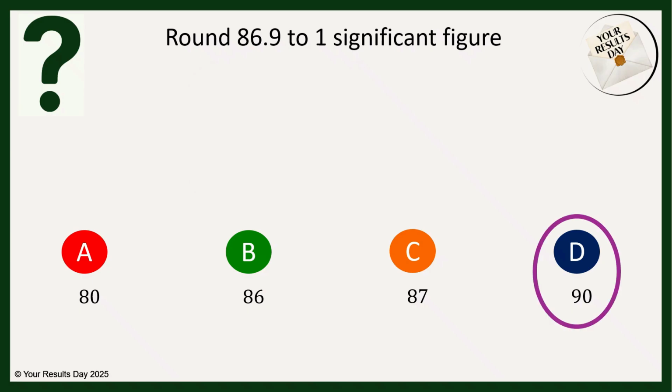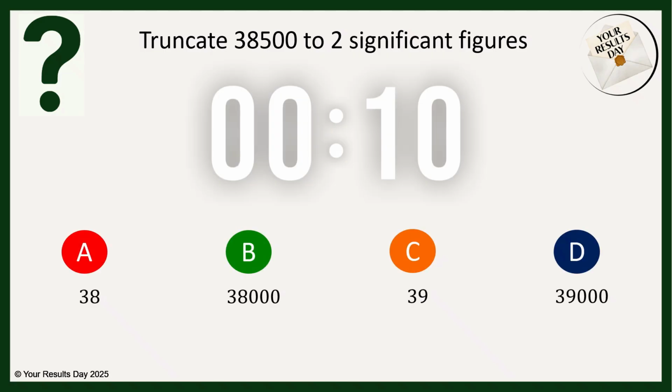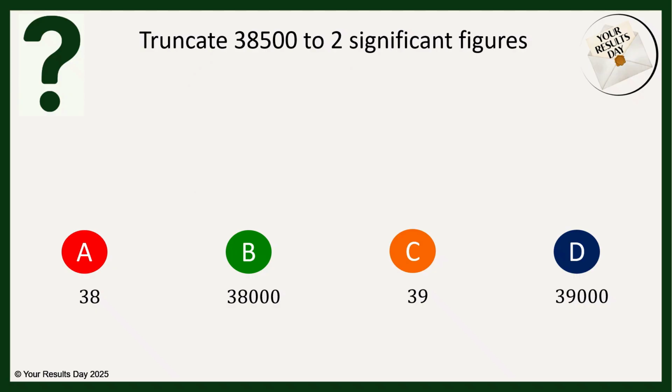The answer to that one was D, and truncate 38,500 to two significant figures. Here are your options. And the answer to that one was B.